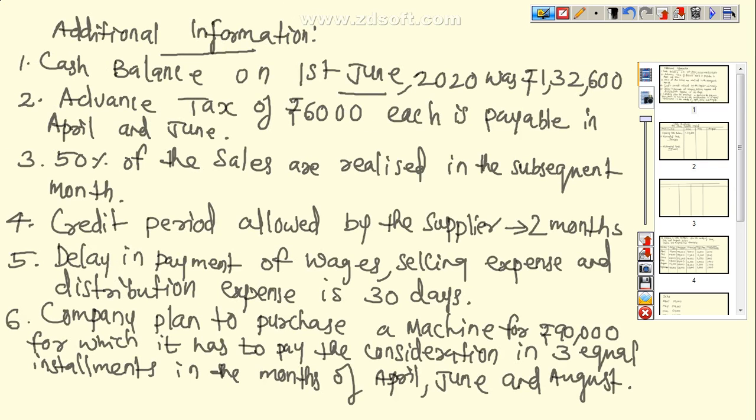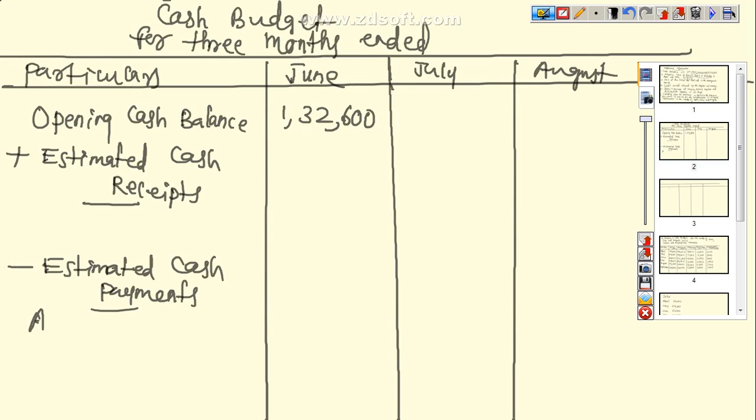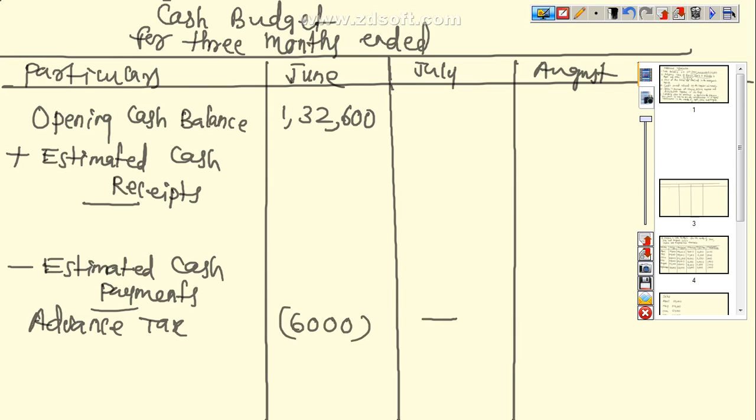First one, advance tax of rupees 6000 each is payable in April and June. First we have to identify whether this transaction is estimated cash payment or estimated cash receipt. If it is written each is payable, then it comes under estimated cash payment. Now we have to pay in April and June, we are not preparing the budget for April, so we have to show this amount in June. So we write it here, advance tax 6000, in brackets these two nil.